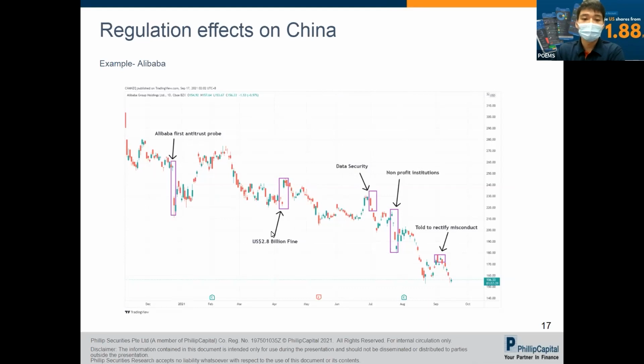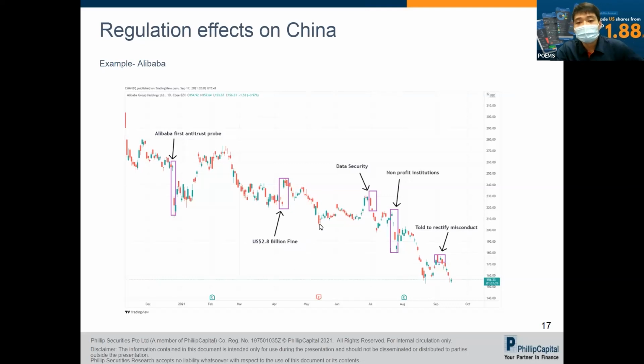And surprisingly, when they were issued a fine, their price shot up. The reason is that investors found that with the fine, the regulators would stop intervening in Alibaba's operations and allow them to continue operating.